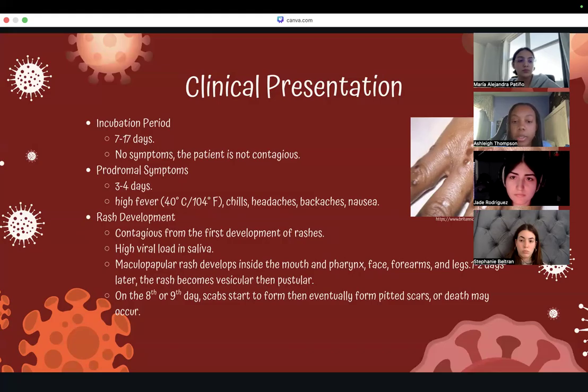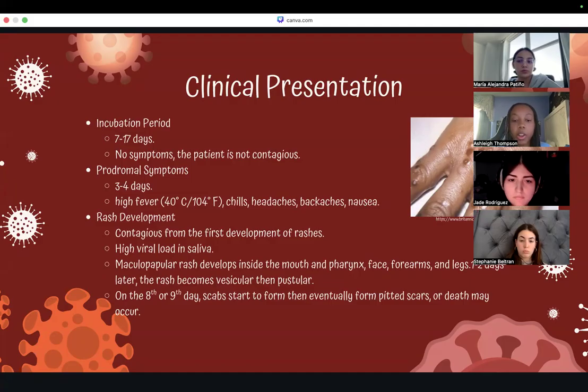Next is the rash development stage, which is when the patient becomes contagious and there's a high viral load in their saliva, meaning that they are highly capable of transmitting the disease to others through respiratory droplets. During this period, a maculopapular rash develops inside the mouth and pharynx as well as the face. Maculopapular rashes are a type of rash that consists of discolored spots and lesions that can be either flat or raised. The rash will then spread to the rest of the body, including the forearms and the legs.